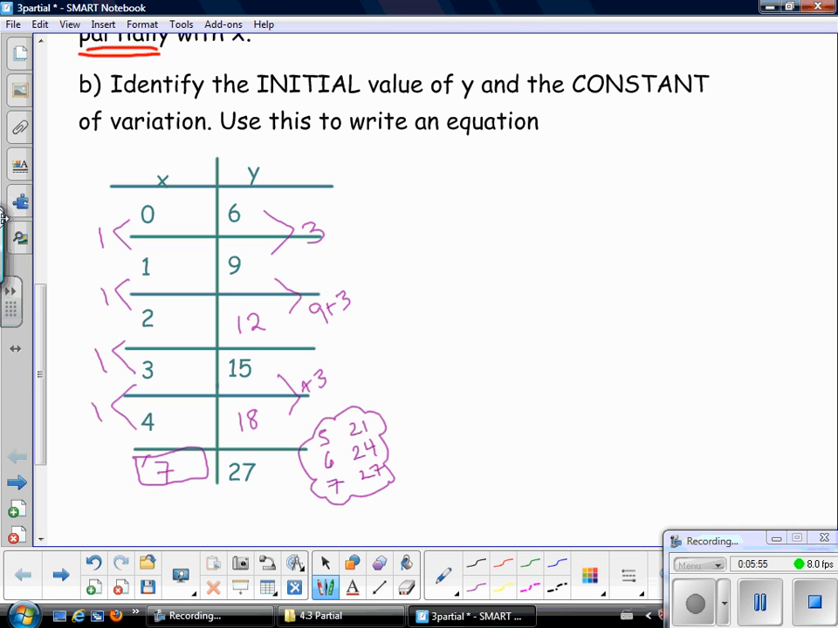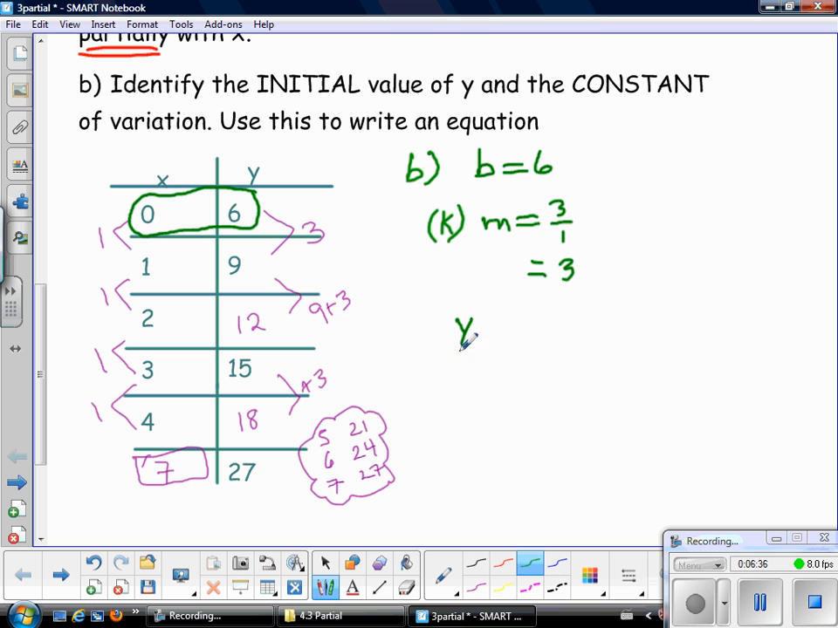So it says identify the initial value of y. Well, what is the initial value of y? The initial value of y is when x equals 0. So there it is there. So our initial value for part B is our b value, which is our y-intercept, equals 6. And our slope, or our k, depending on, again, who you're talking to, our slope is 3 over 1, which is 3.